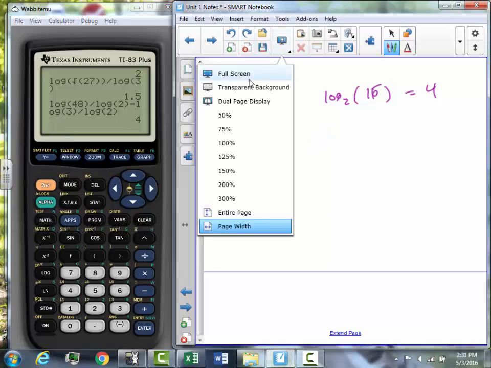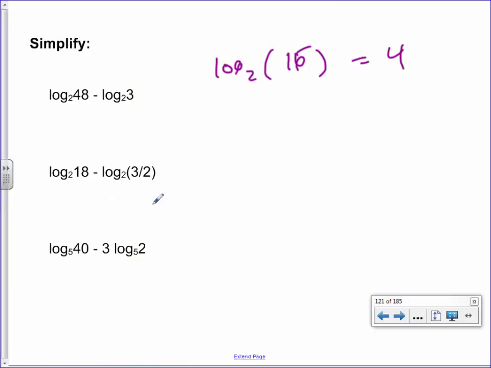Let's try another one. Okay, so what sort of rule can I play here? Same one as last time, right?